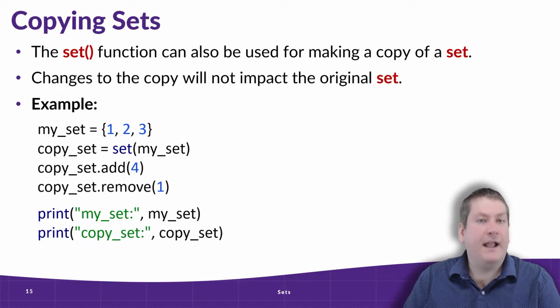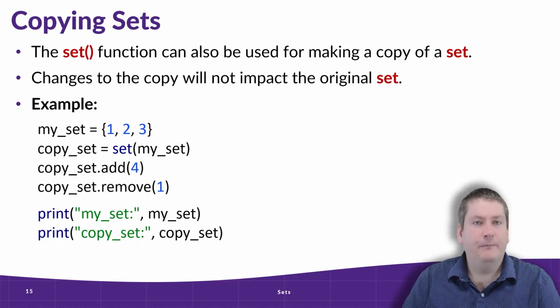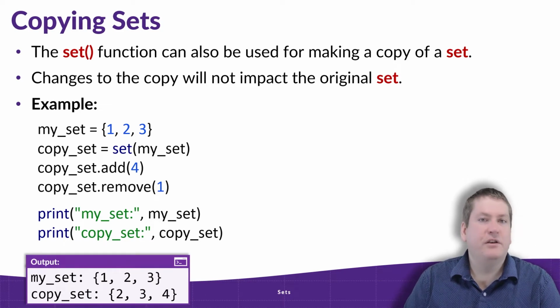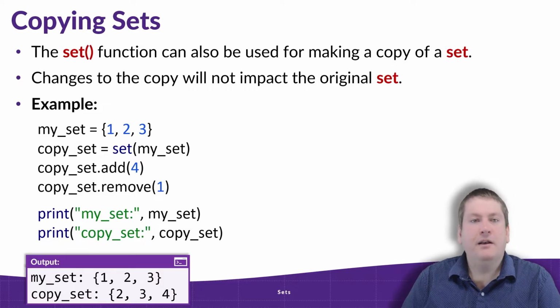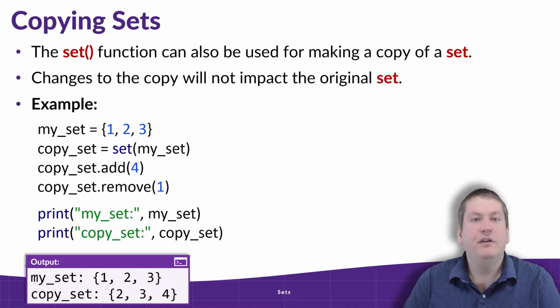Now, when we do things like add a value to copy set or remove a value from copy set, it has no impact on the original set. So if we run this, we would see that my set has no changes. It's still 1, 2, 3, and it's only copy set that was edited. We removed the 1 and we added a 4. So please keep that in mind: if you want to copy the values and have it not linked to the original, you have to use the set function.